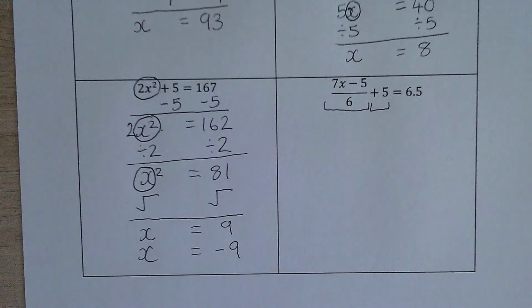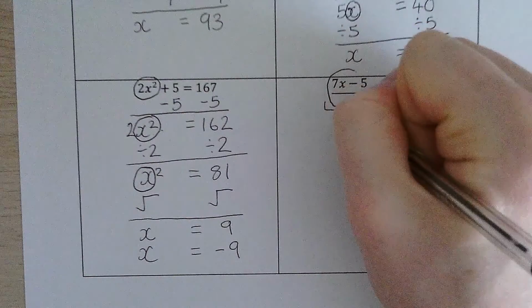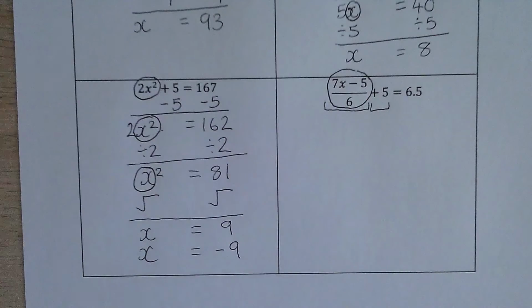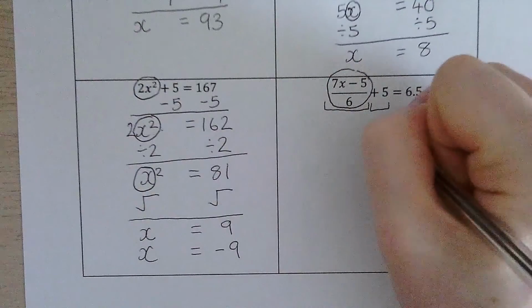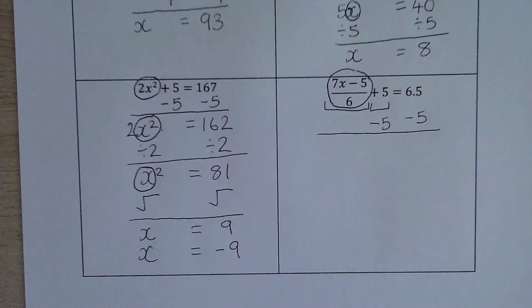So because we have more than one term, we need to isolate the term that contains the variable. The term that contains x is the term that's a fraction. So we need to isolate the fraction by itself first. To do that, we need to subtract 5 from both sides of the equation.